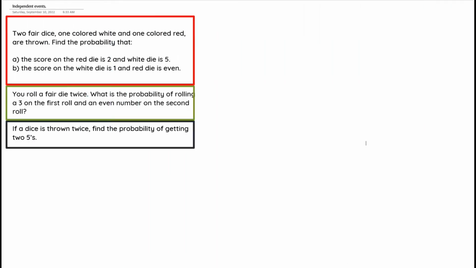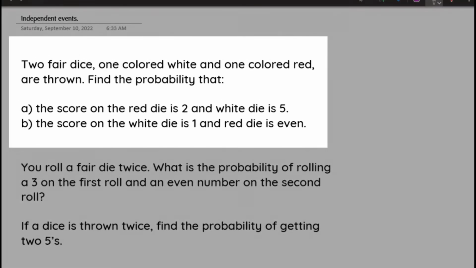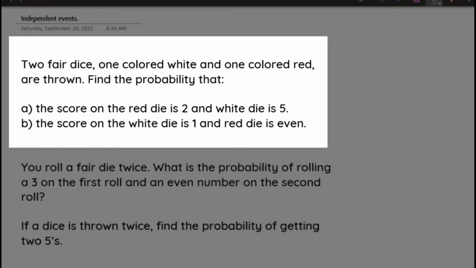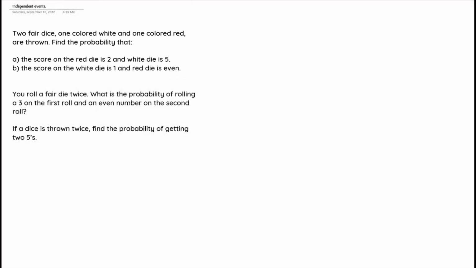So we have 3 questions right here and we are going to be going over them one at a time. The first question says two fair dice, one colored white and one colored red, are thrown. We're supposed to find the probability that A, the score on the red die is 2 and the score on the white die is 5. And the second question says that the score on the white die is 1 and on the red die we have an even number.